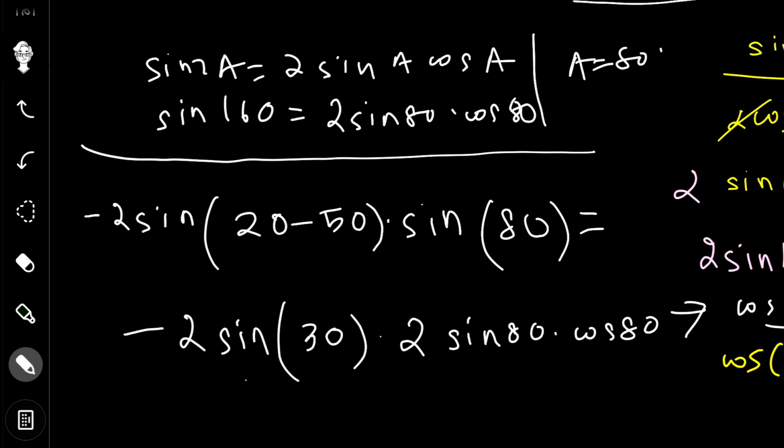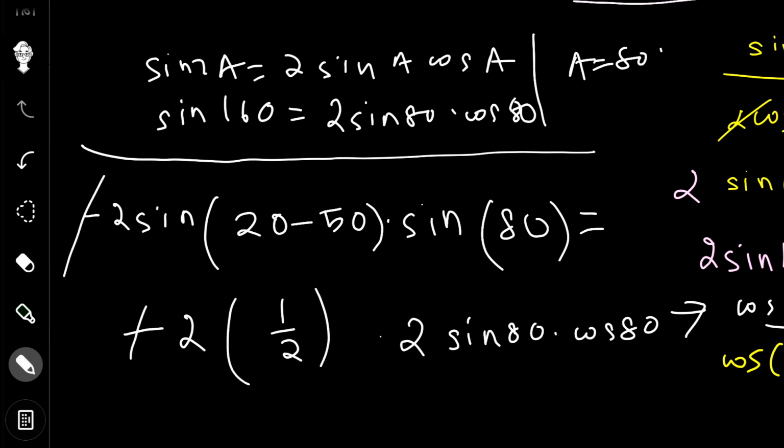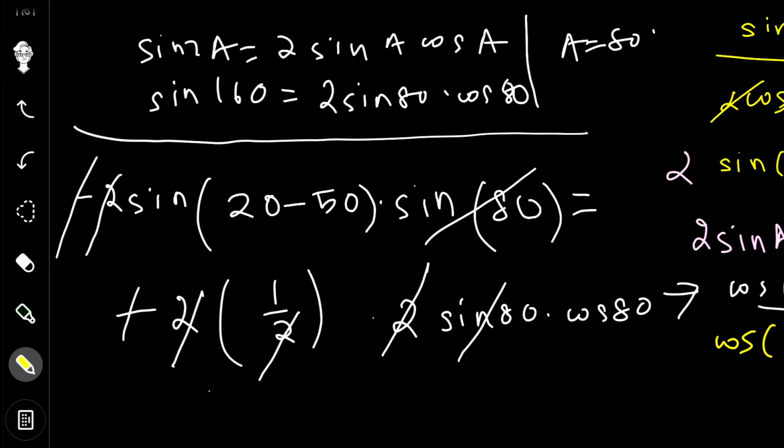Now I can see one more thing, that is sine of 30 degree has a value, and that is 1 upon 2. Okay, now negative got cancelled out, 2 and 2 got cancelled out, 2 times sine 80, 2 times sine 80 got cancelled out. So the final thing that is remaining is sine of 2 times theta minus 50 degree equals to cos of 80 degrees. Now we know by complementary that cos of 80 degree is same as sine of 10 degrees.